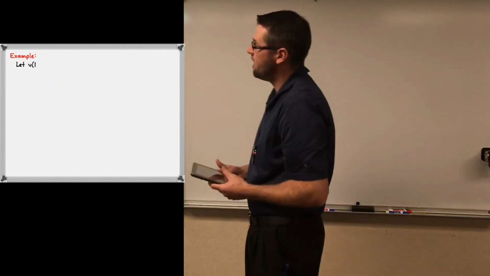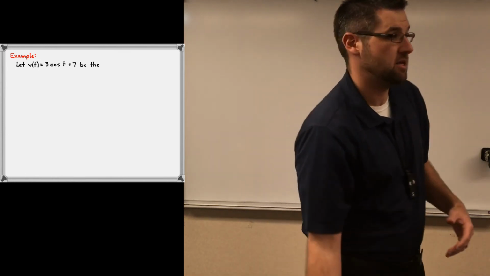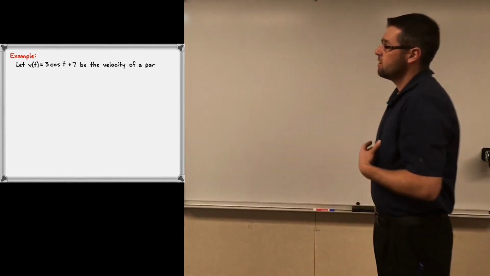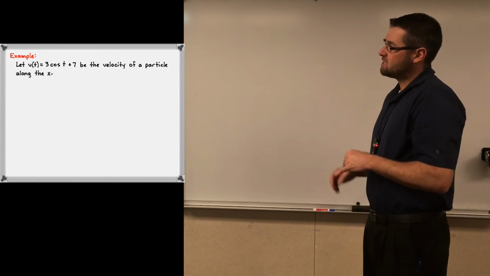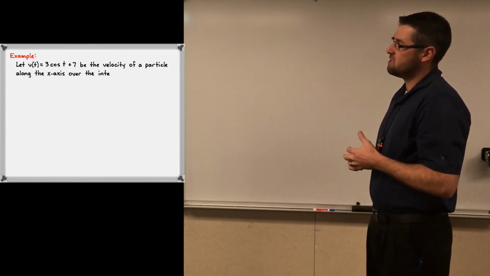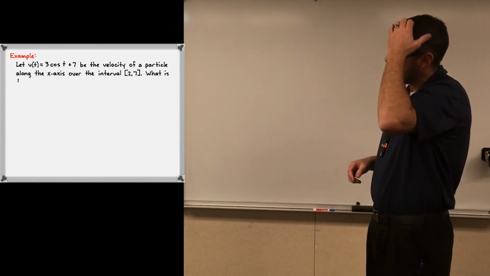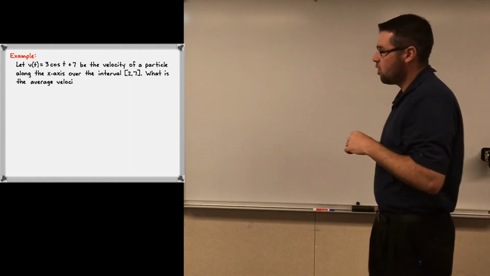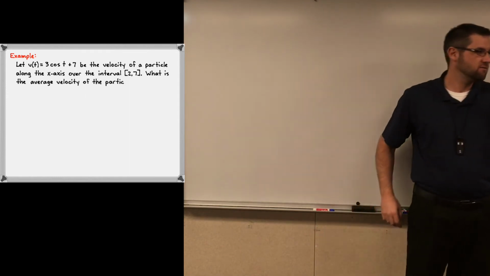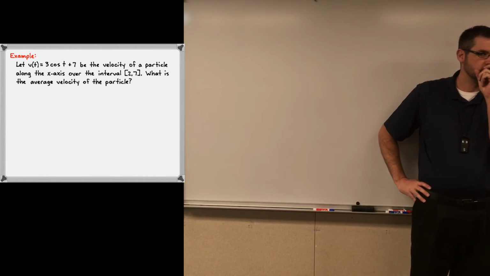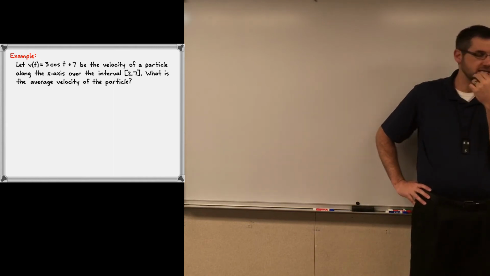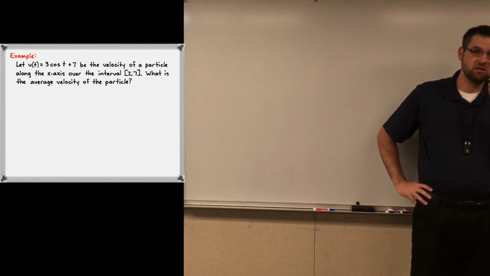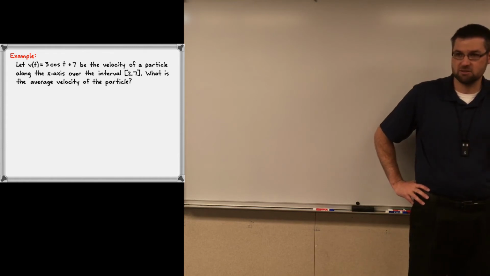I want to try and apply this, and hopefully it makes a little bit of sense. Okay. Let velocity be given by 3 cosine of t plus 7 along the x-axis over the interval 2 to 7. What is the average velocity? Haven't I asked for average velocity in the past? What function did I give you? What was the given function in order to find average velocity in the past, in last semester?